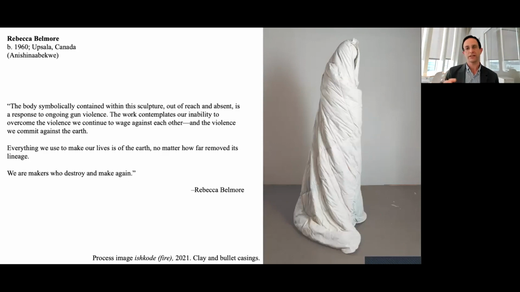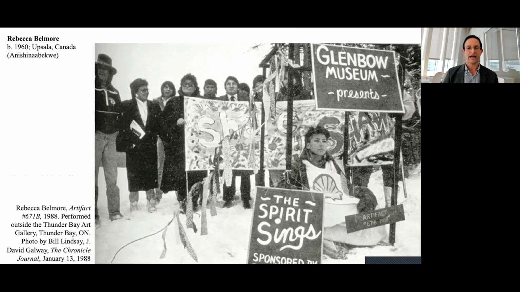And what she's done to create this work is actually drape this blanket over a mannequin and then cast it in clay. Now, before we get to that, I should say that Rebecca Belmore's work is really centered around performance practices in which she uses her body. Artifact number 671B from 1988 is the first durational performance that Belmore did. And it was her using her body as an Ojibwe artist to call attention to the violence against Native communities that she's very well known for and that's happening inside of Artifact, the performance here.